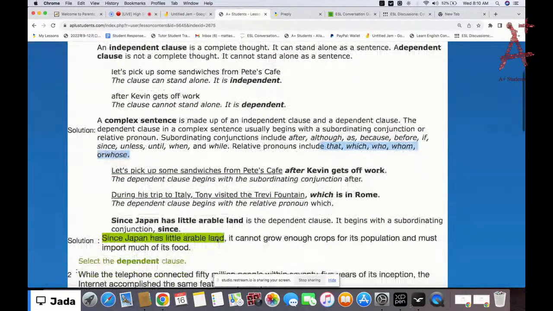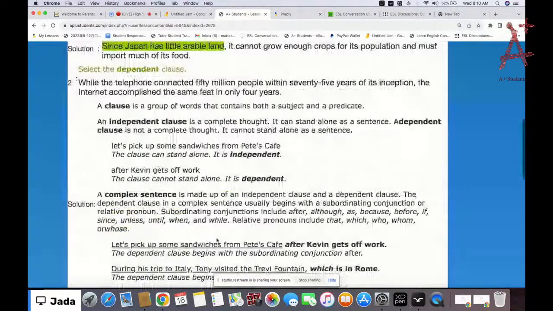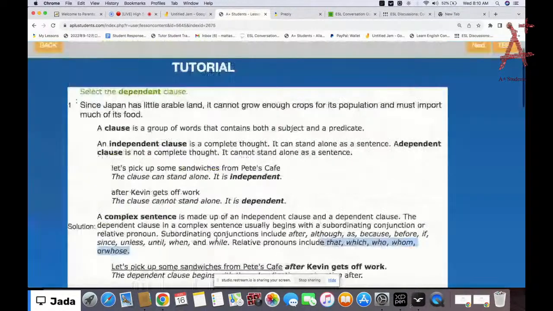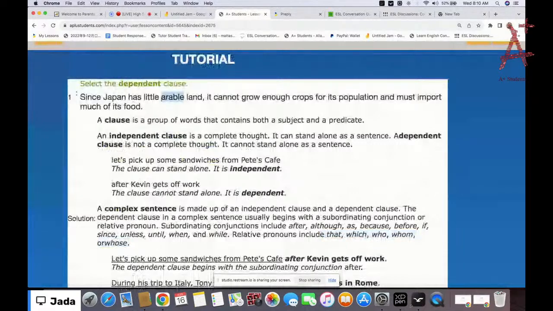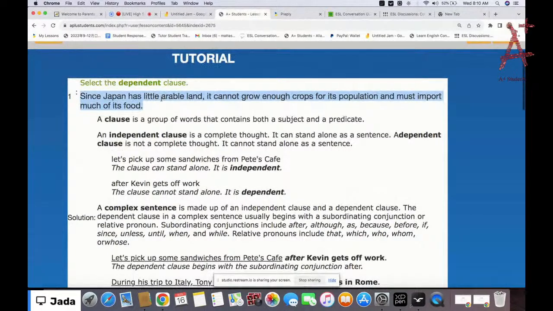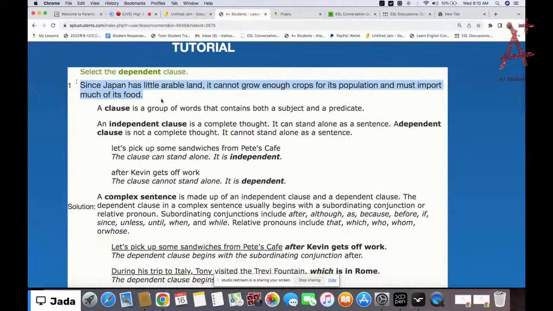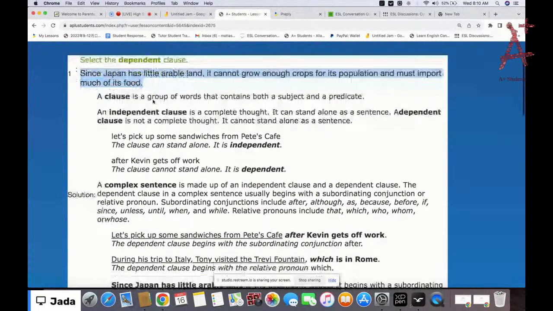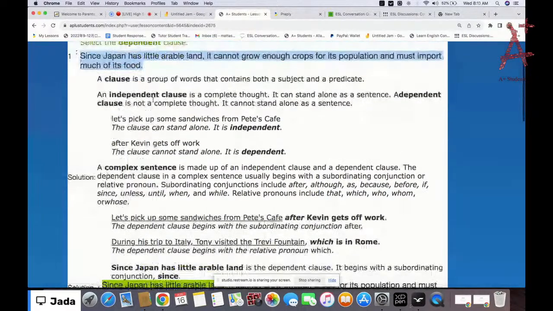now we have a question here. It says: Since Japan has little arable land, it cannot grow enough crops for its population and must import much of its food. So since Japan has little arable land, it cannot grow enough crops for its population and must import much of its food. Okay, so you have to select the dependent clause. So now, if you're selecting the dependent clause from this sentence, which is the beginning of the dependent clause? So now, when you want to select that, you have to look at it.